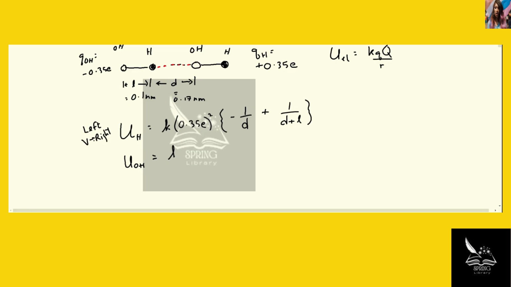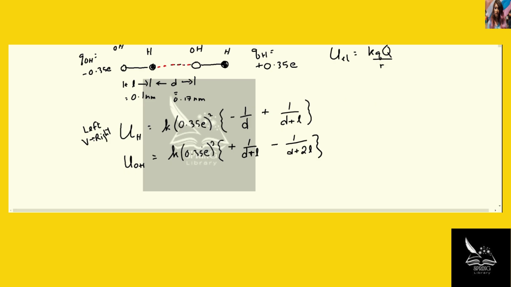Okay, and we'll have to do the same with the left end, OH, end of the dipole. So again, it's 0.35 E squared. And let's see, that OH is interacting with the other OH, so the charges have the same sign at a distance of 1 over D plus L. And it's interacting with the opposite sign, which is a negative potential energy at a distance of D plus 2L. And we're ready to evaluate that.